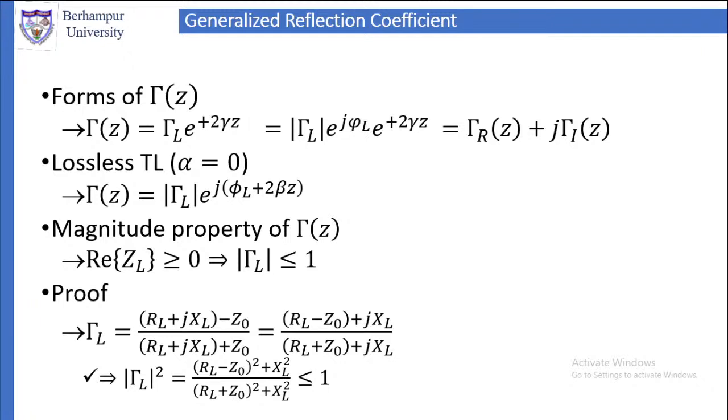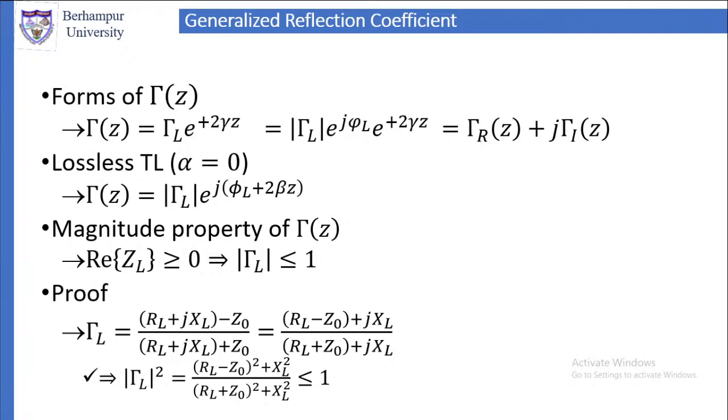Now, that implies that if I take the complex conjugate of gamma L, that will be (RL minus Z0 minus jXL) by (RL plus Z0 minus jXL).